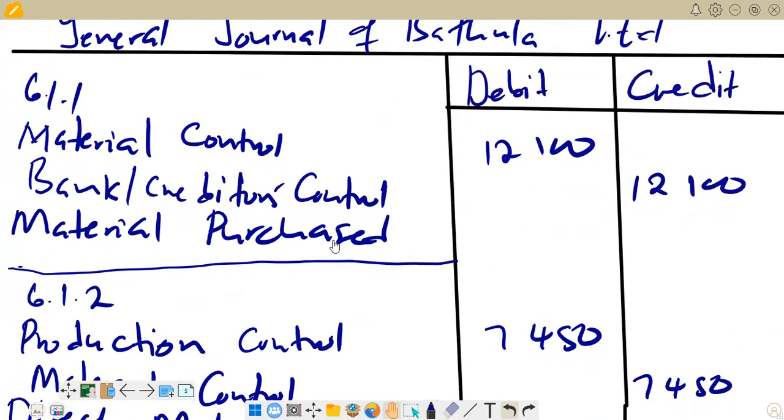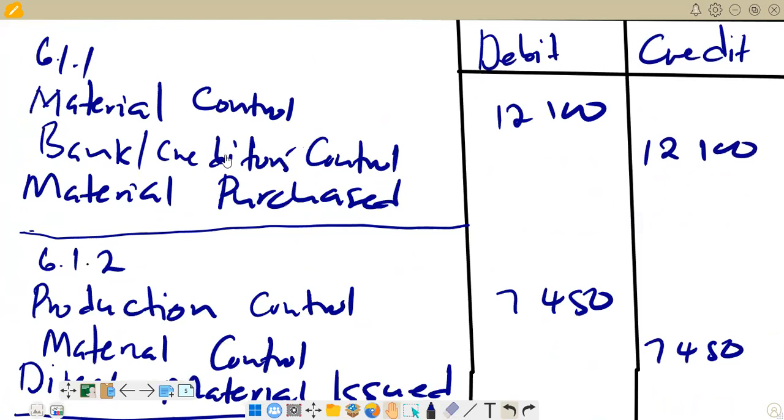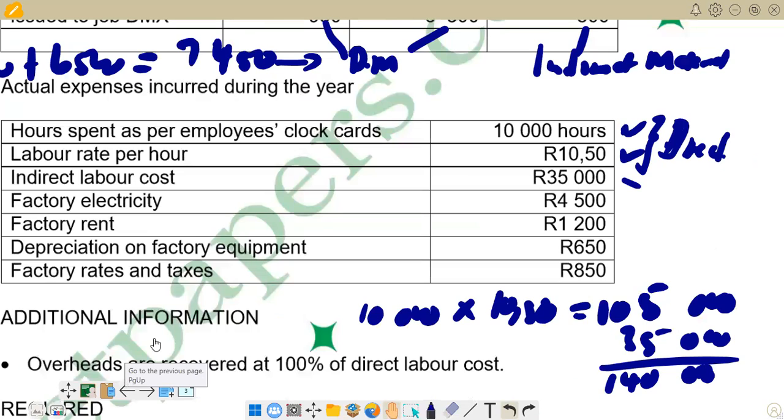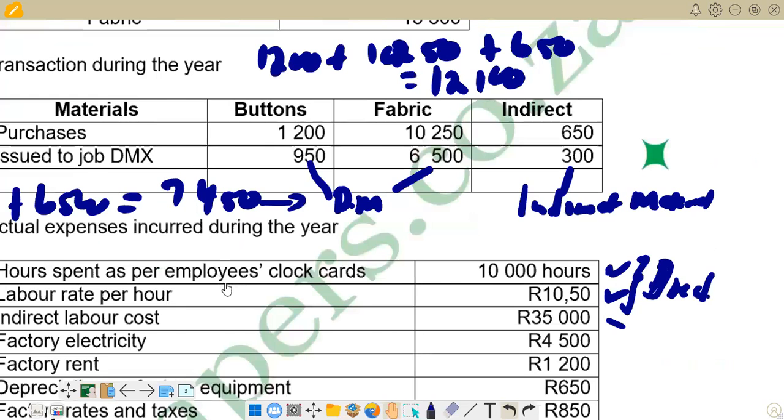For example, on the first one, we don't have a production control account. But if you go to the second one, we have the production control account on the debit side. So it means you're going to debit the production control. So we go to the production control and debit it, and we look for another one. But obviously, we need to have the opening balance. We go to the question to check what opening balance we have there for production control. We go up there.